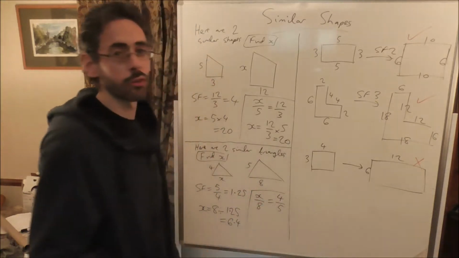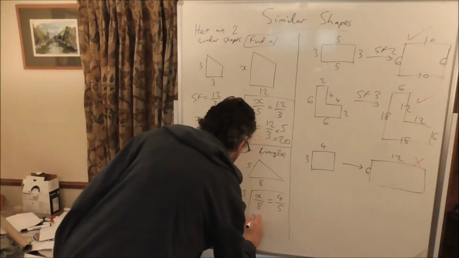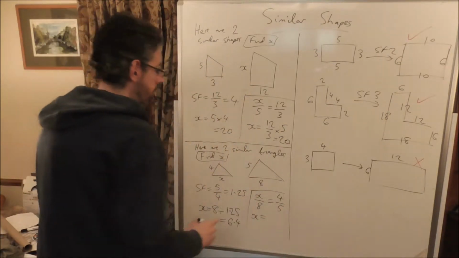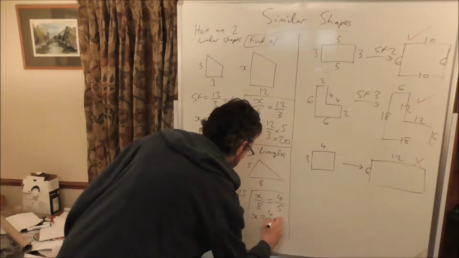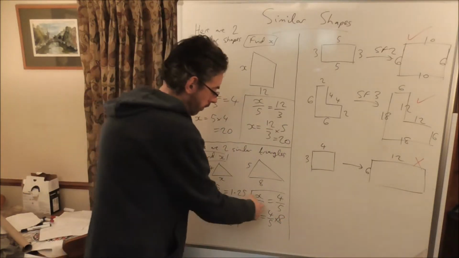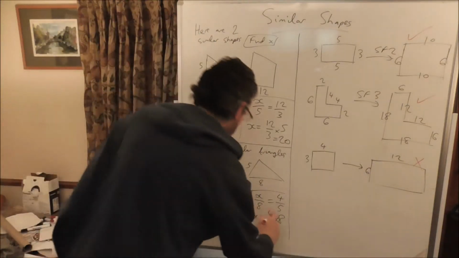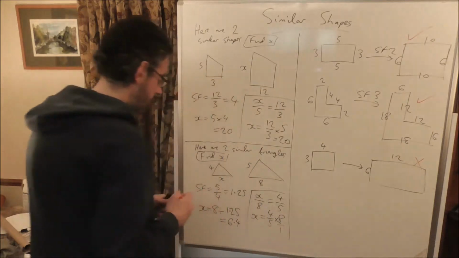To get x on its own, you just have to multiply both sides of the equation by 8. So x equals, you're just left with x on that side, and on this side you've got 4 over 5 times 8. Now when you multiply a fraction by a whole number, only the top gets multiplied by 8. The denominator will stay the same, and that's because you can think of 8 as 8 over 1, if you write it as a fraction.